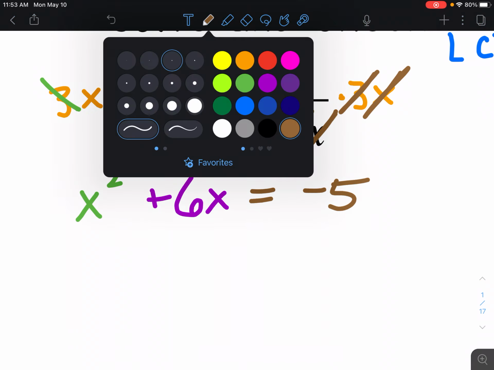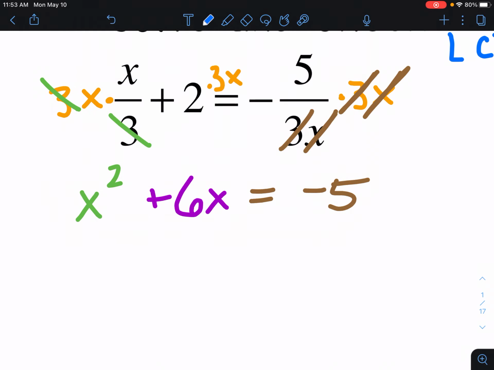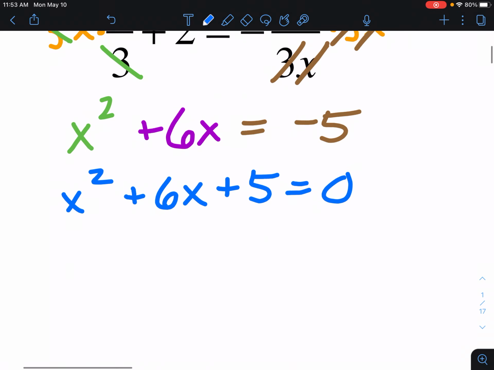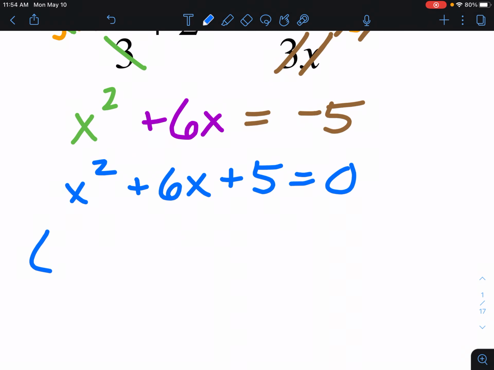I'm going to set this equal to 0 and try to factor. I'm going to add 5 to bring it to the left side. So then I go, okay, I can factor this. Not everything can be factorable, though. If it can't be factored, go to the quadratic formula. If it can be factored, well, factor.